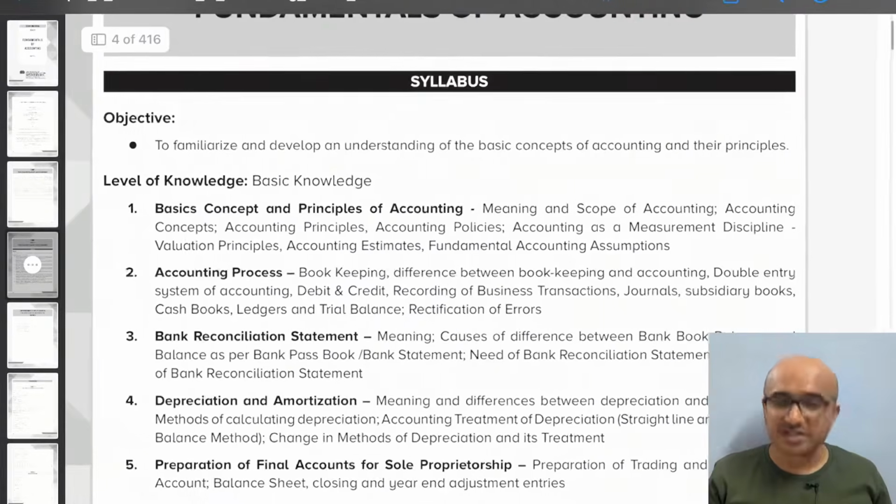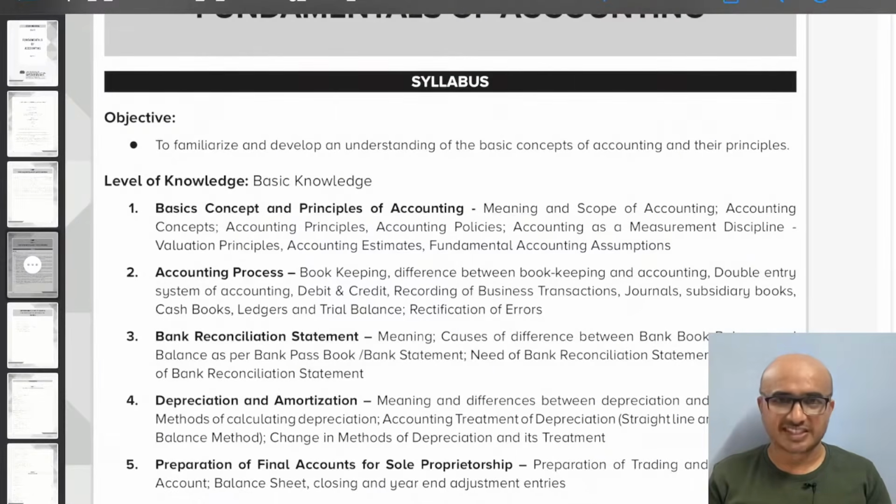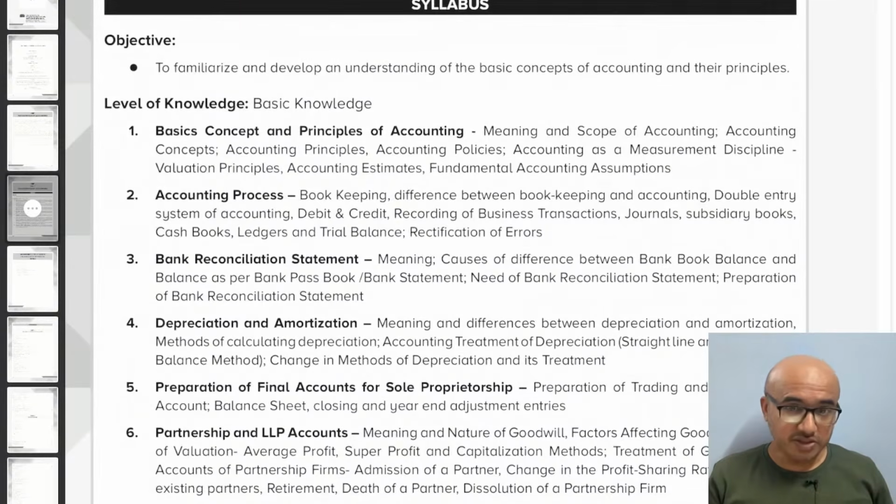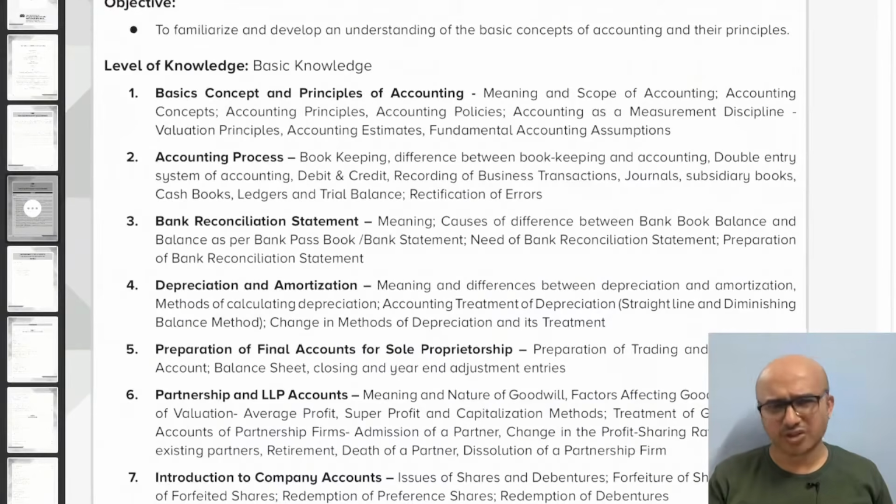So the level of knowledge is of course basic knowledge. Nothing much is expected. You are supposed to understand the basics, and that is where most students falter. So that is why you have to be very careful, because even in the executive level you have accounts, and if you are well versed with this, then you shouldn't find it difficult to pass. Not just pass, you will be able to score more as well.